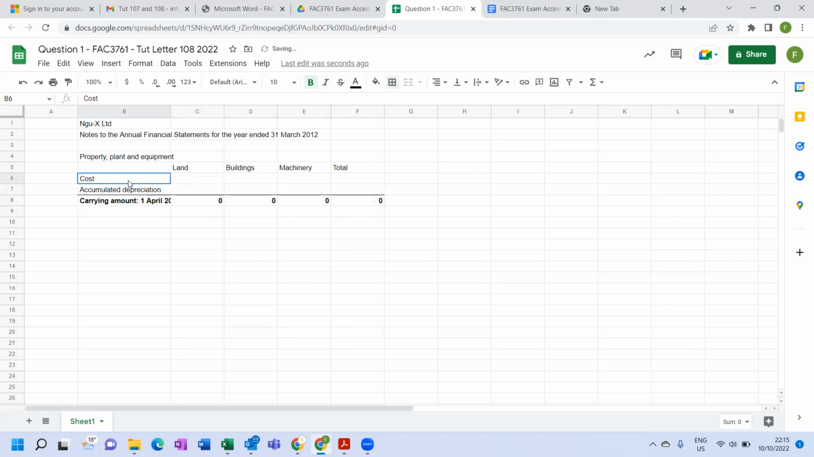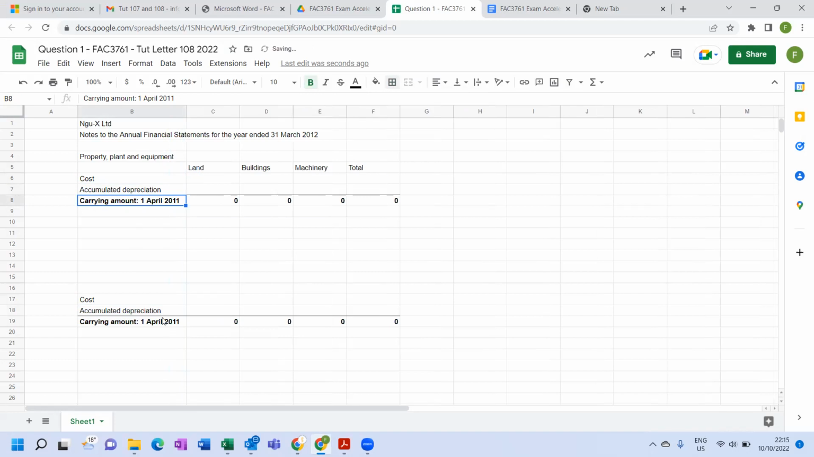Okay, so then we need this for the end of the period as well. Say Control C, Control V. So we're going to have cost, accumulated depreciation. Cost less accumulated depreciation gives you carrying amount. Carrying amount when? 1st April 2011. So we want the same thing, but this time for the end of the year, which is 31 March 2012.